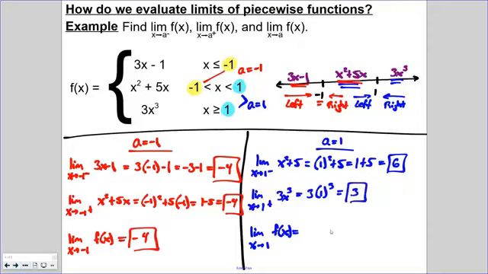Now onto our two-sided limit. Remember, the two-sided limit exists when the limit from the left equals the limit from the right. In this case, 6 does not equal 3. So therefore, this two-sided limit does not exist, so we can just write DNE.